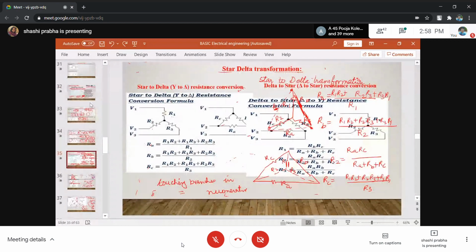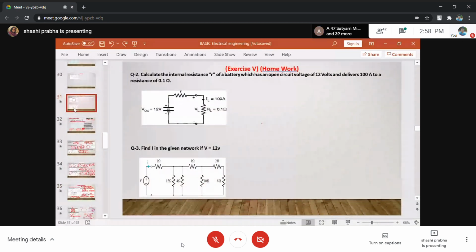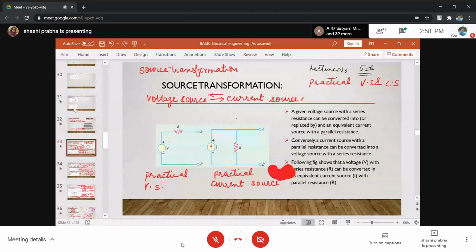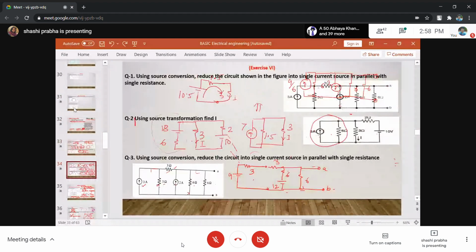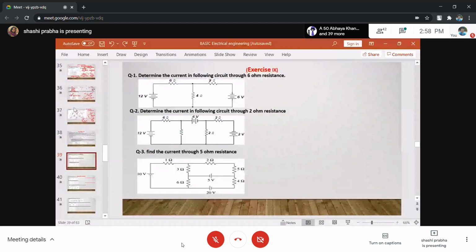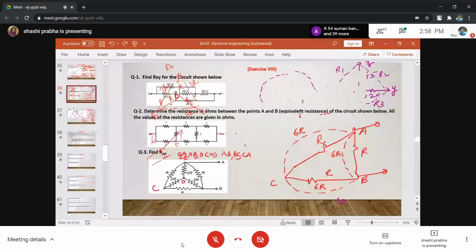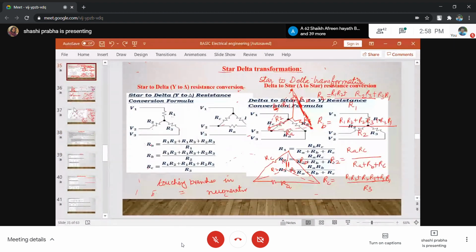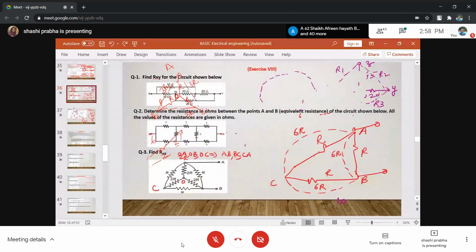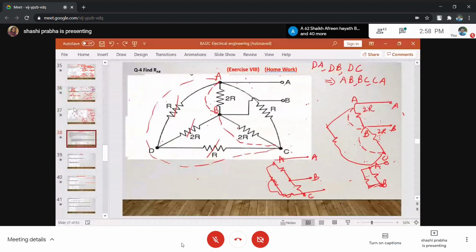So let me give you the summary of what we did today. This is a source transformation. We did lots of star-delta transformation. Please remember the formula. I have already sent all these PPTs. You can try. And this was the last one. So we are going to stop at 37, 38 in culture. So please note it in your notebook. We have finished till 37.